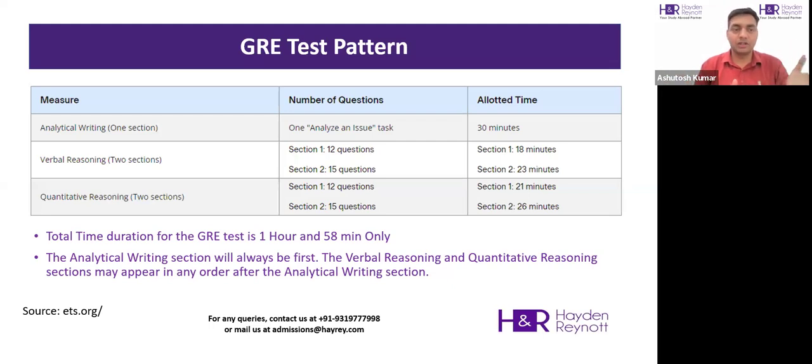Now you have to understand the analytical writing section will always be the first section in the test, while the four sections of quant and verbal will be in any order. Any two quant sections could come together, or one quant and one verbal. It could be like that. So this is the exam pattern of the GRE.